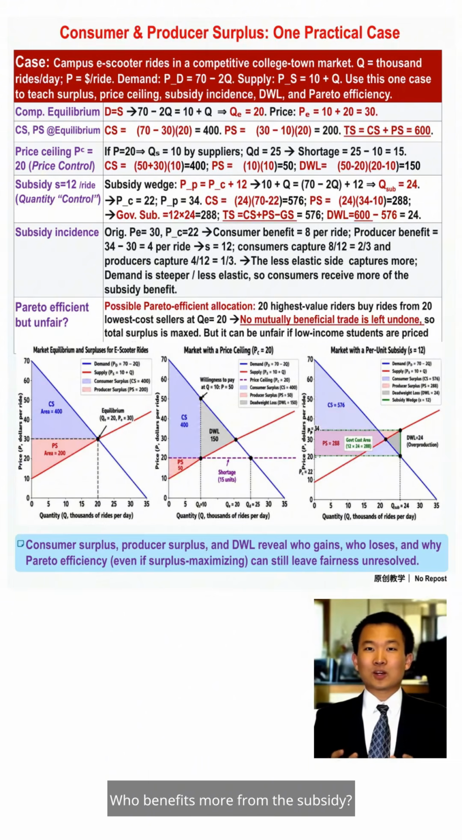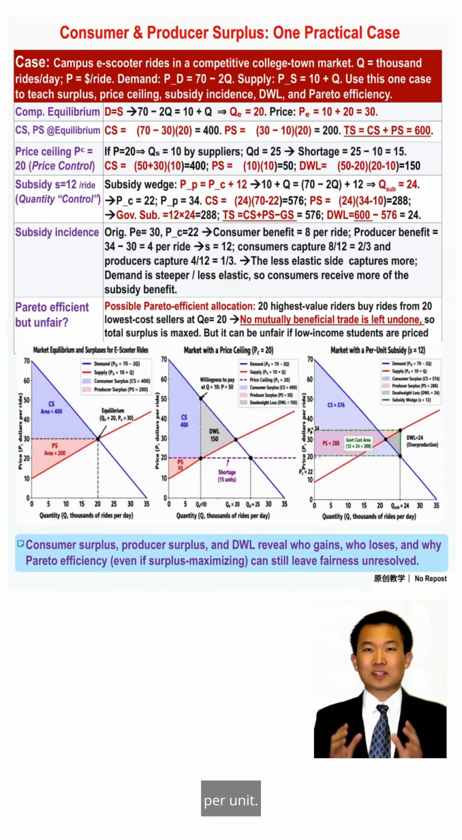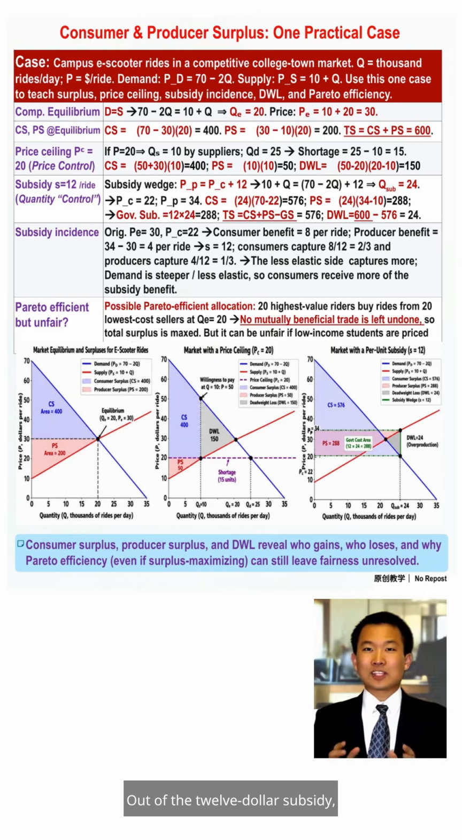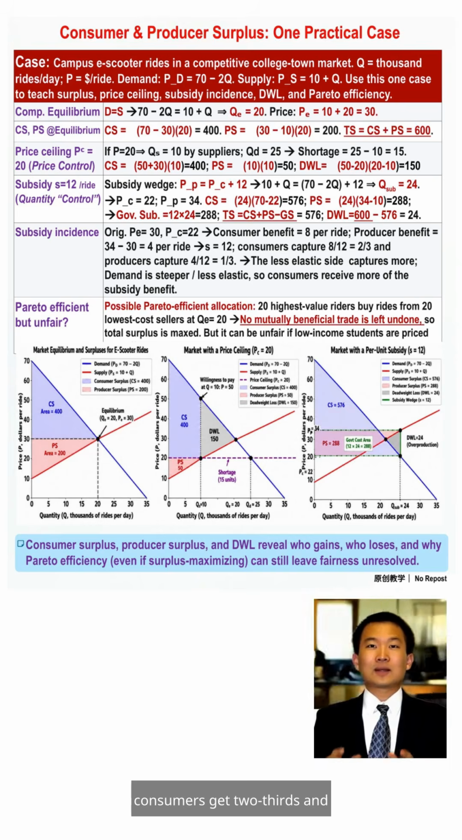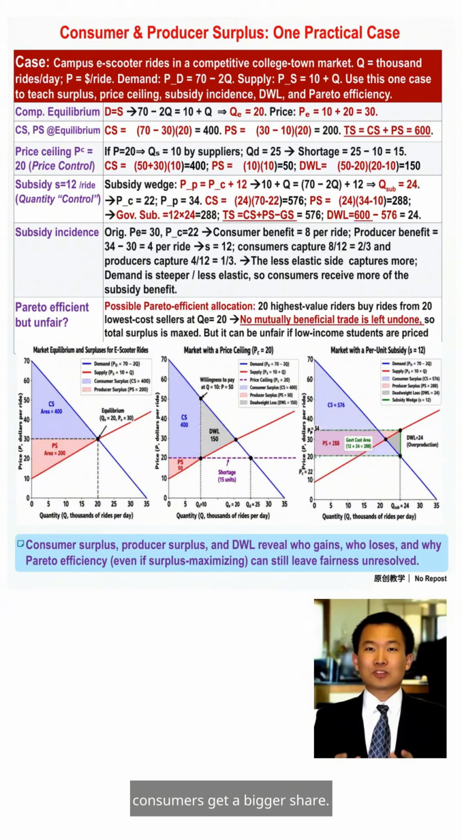Who benefits more from the subsidy? Before the subsidy, the price was 30. After the subsidy, consumers only pay 22, so consumers benefit by 8 per unit. Producers receive 34, so producers benefit by 4 per unit. Out of the $12 subsidy, consumers get 2/3 and producers get 1/3. The general rule is that the side with less elasticity usually gets more of the subsidy benefit. Here, demand is less elastic, so consumers get a bigger share.